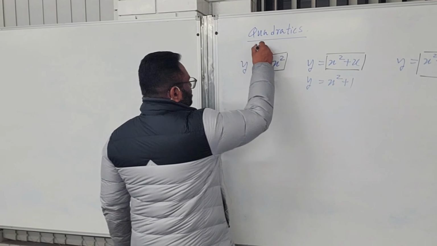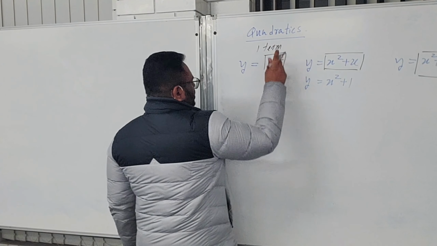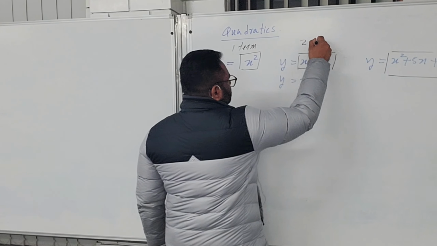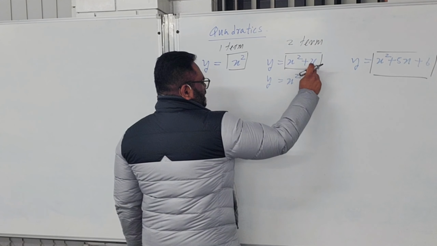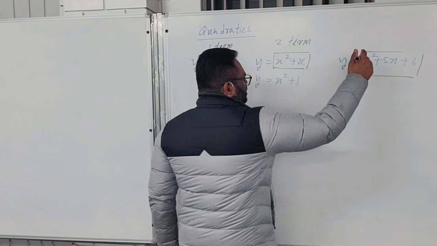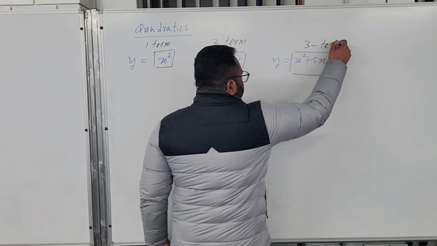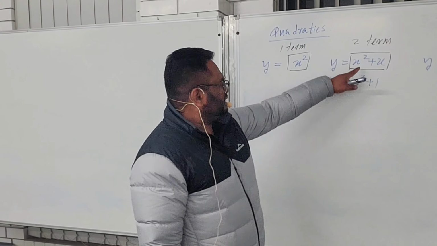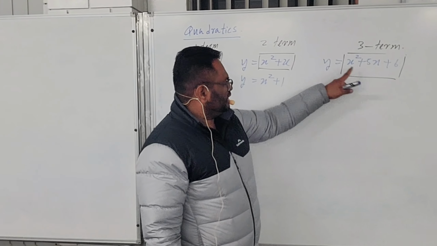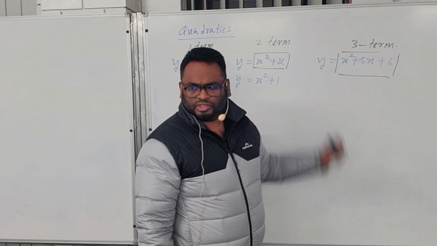So this is a one-term quadratic equation. You can see only one term here. This is two-term. In two-term quadratic equations, the second one can be a variable or a constant. This one is three-term quadratics. So these are expressions here, and then equal to y, so it becomes an equation.